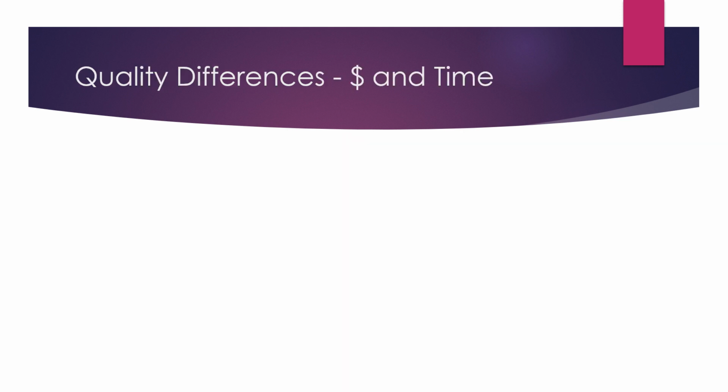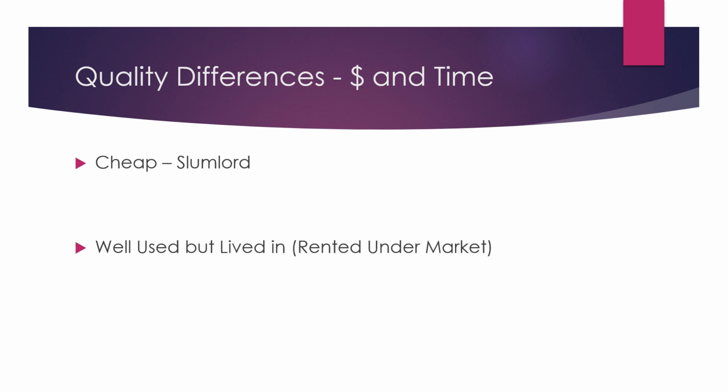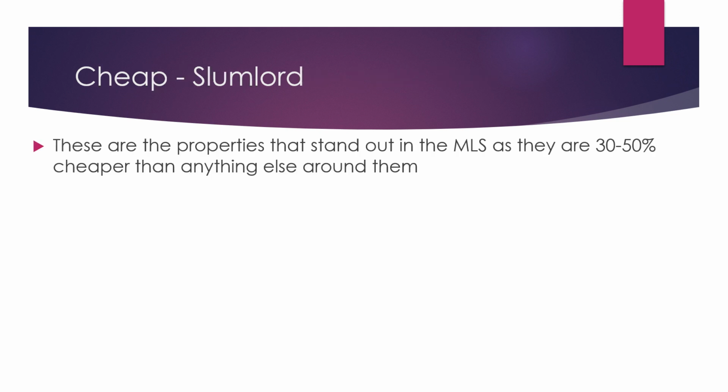So now let's talk about quality differences and how that impacts dollars and time. There's really three that we talk about, right? There's the cheap slumlord. There's the well-used but lived in, often rented under market. And then there's what I call pride of ownership rentals. Basically, you can take any house, duplex, quad, or apartment building and put it in one of these categories. And they offer different returns, and they offer different time commitments. So we're just going to go one by one.